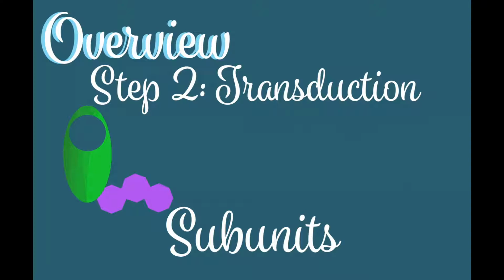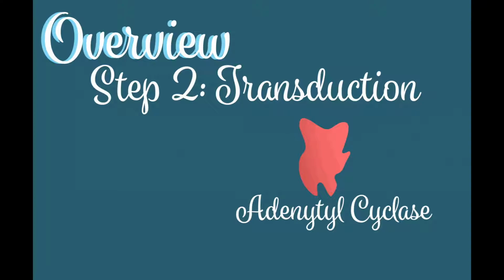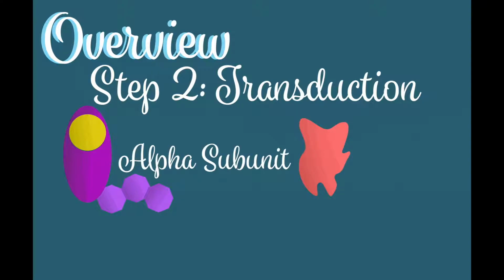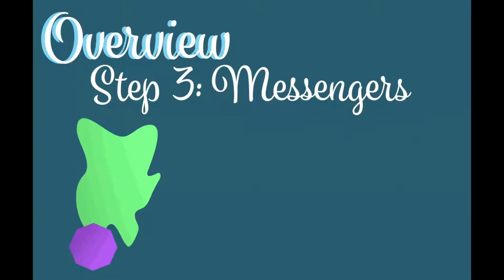In many cases, receptors are G proteins. Receptors consist of subunits that are attached at the bottom of it. Adenylyl cyclase is an enzyme with regulatory functions. Step 2, transduction. When the receptor is activated, the alpha subunit attaches to the adenylyl cyclase, activating it.